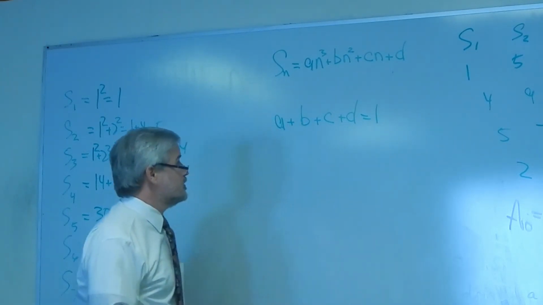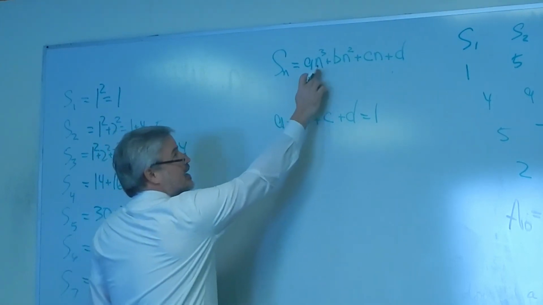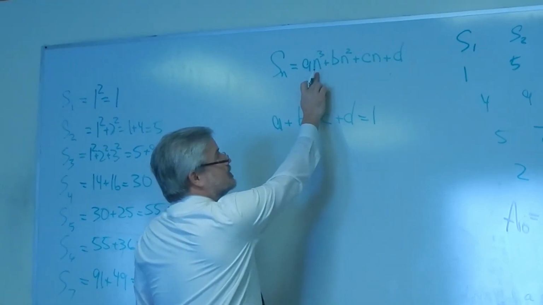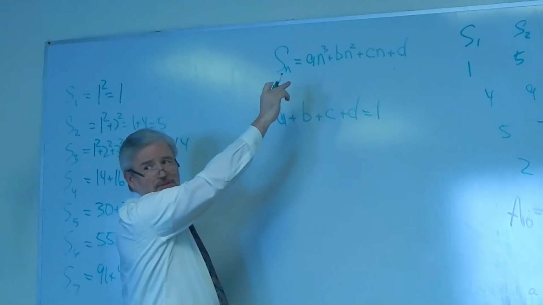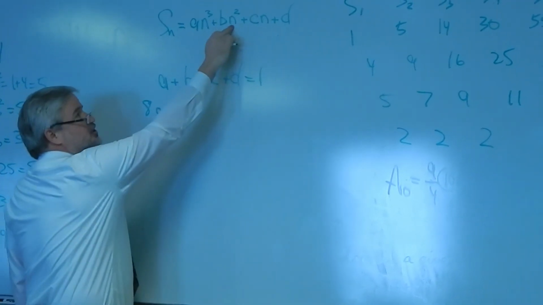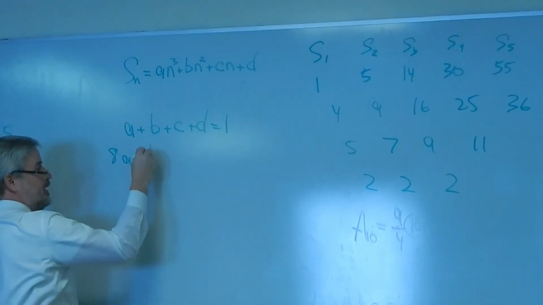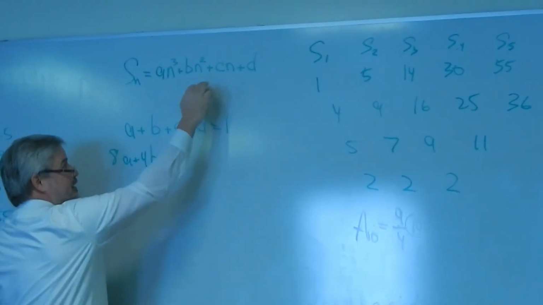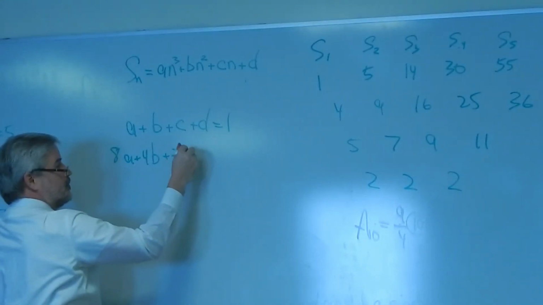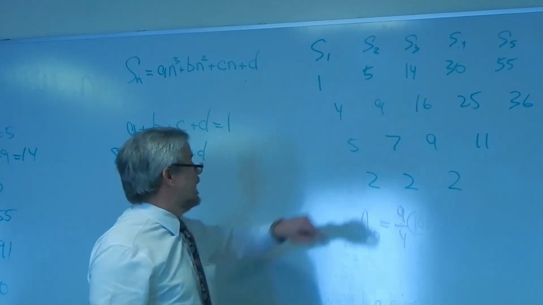The next one is going to be 8 times... 2 cubed, what's 2 cubed? 8. So we get 8a, and then 2 squared is 4, so plus 4b, plus 2c, plus d, and that has to be our second term in the series. That has to be equal to 5.